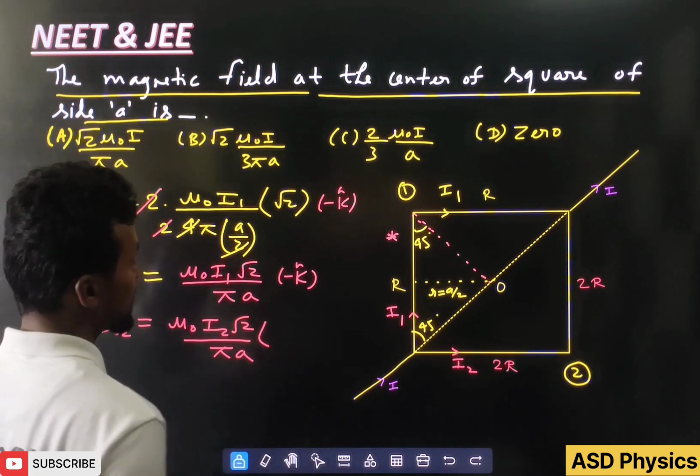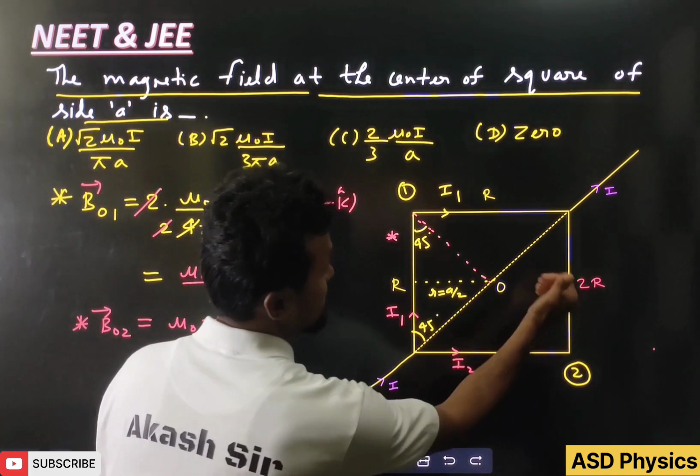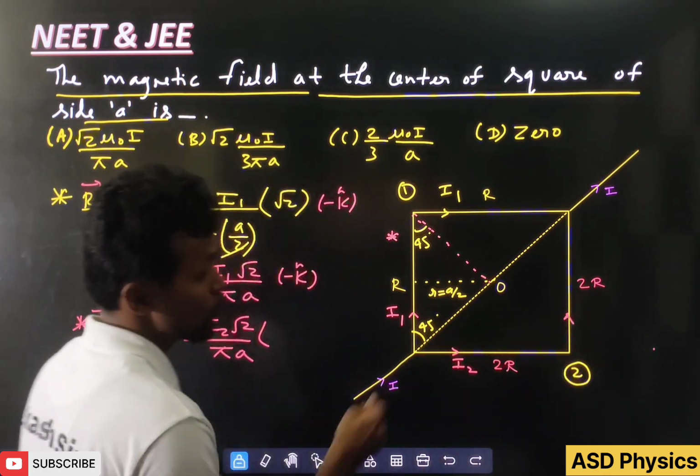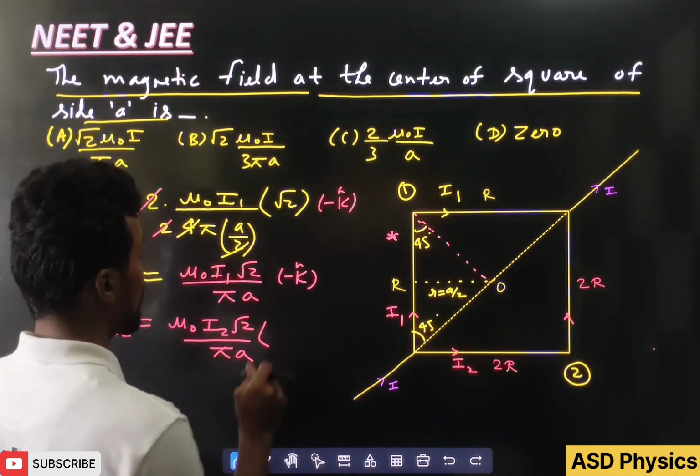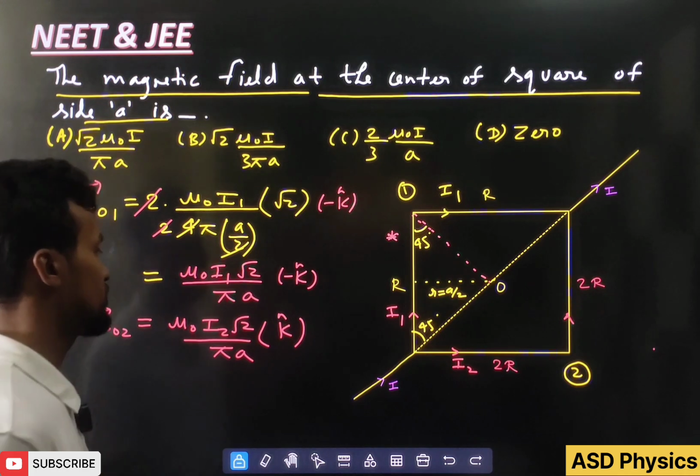And here the magnetic field in which direction? You can see very well, students, like this. So the magnetic field will be outside. All the fingers along the current, palm towards the observation point, outside. So what will come here, students? This will come k cap.